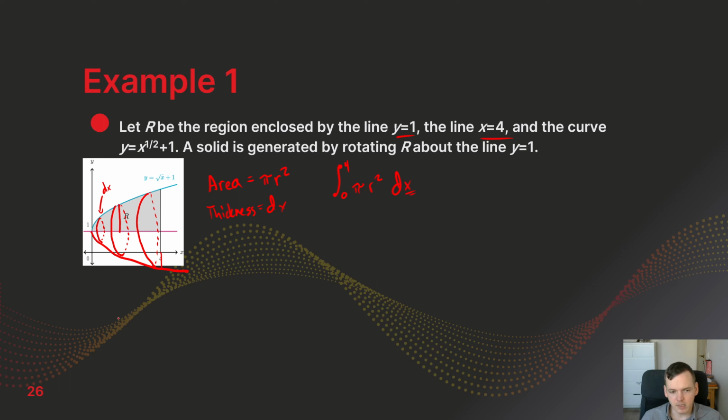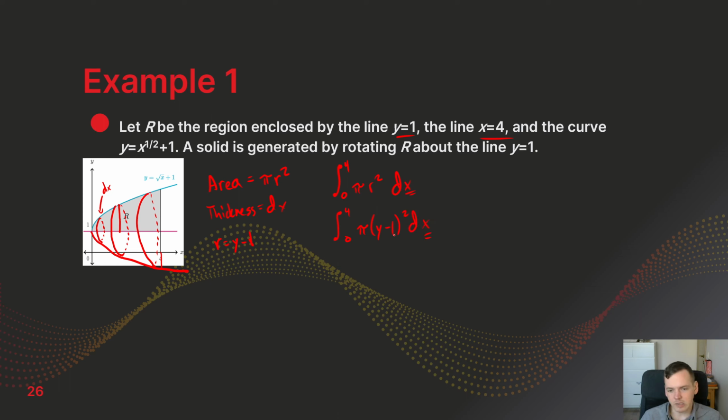Well, r is this distance right here. In other words, it's a y value minus 1. So r equals y minus 1. So I'm going to have the integral from 0 to 4 of pi (y minus 1) squared dx.